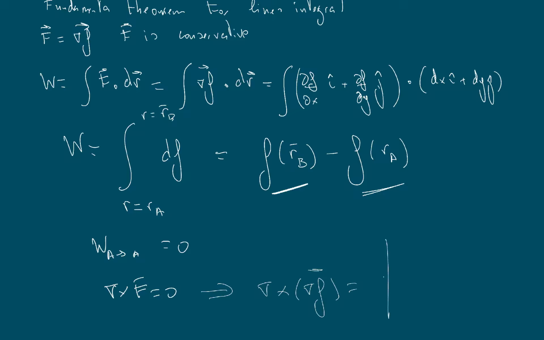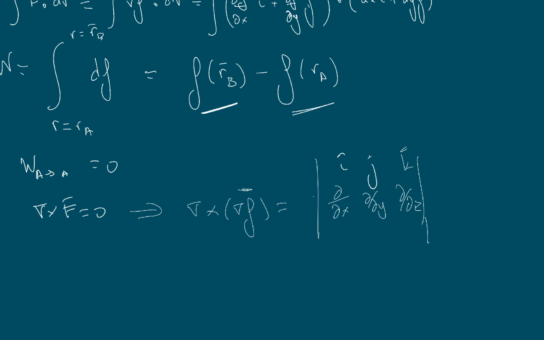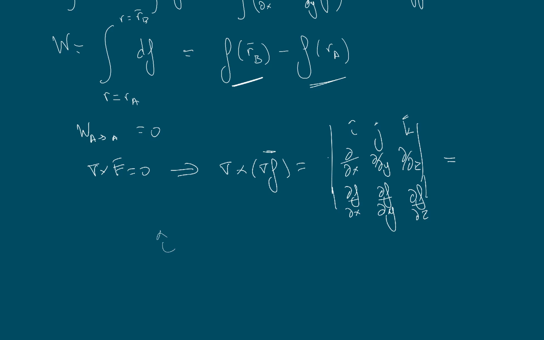The curl of F will be the determinant with i, j, k, partial derivative with respect to x, with respect to y, with respect to z, and the components of the gradient of f, which are the derivative of f with respect to x, the derivative of f with respect to y, and the derivative of f with respect to z. For the i component, it will be the partial derivative with respect to y of the partial derivative of f with respect to z, minus the partial derivative with respect to z of the partial derivative of f with respect to y.